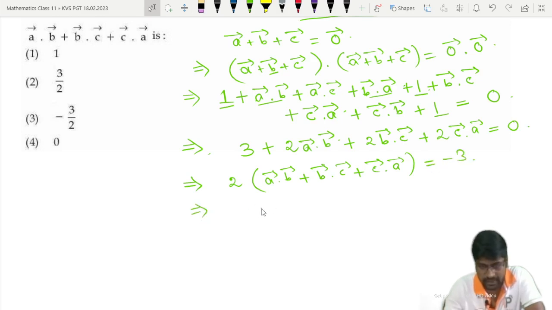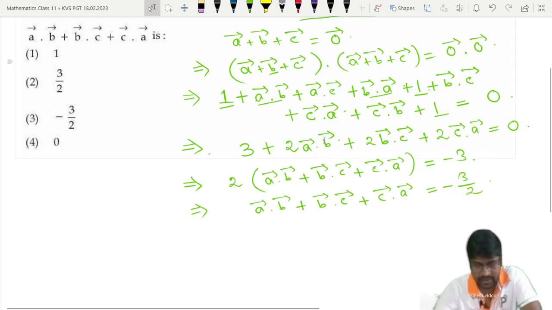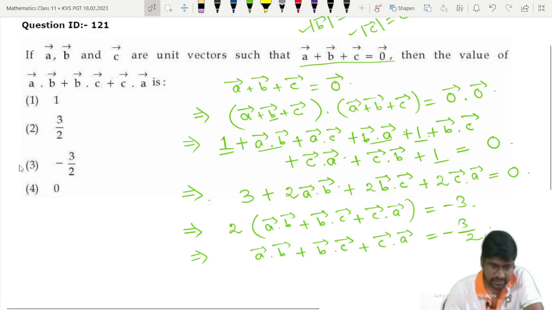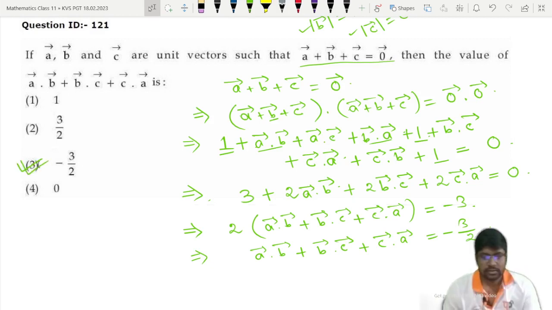So now we have to find the value of a dot b plus b dot c plus c dot a, that will be equal to minus 3 by 2. That's very simple. So the answer is minus 3 by 2. Now look at the options. So option 3 is the correct answer, isn't it? Option 3 is the correct answer. So let's move to the next question.